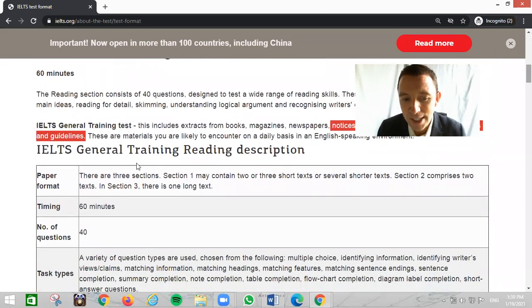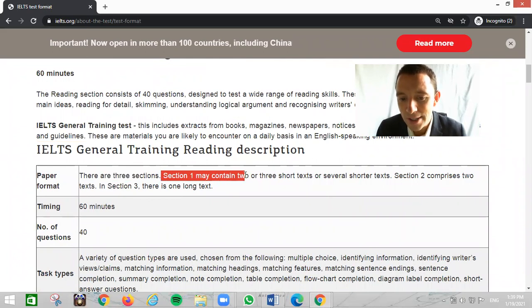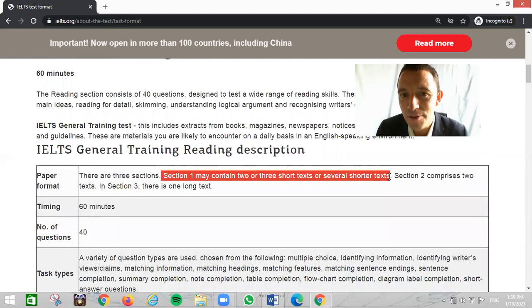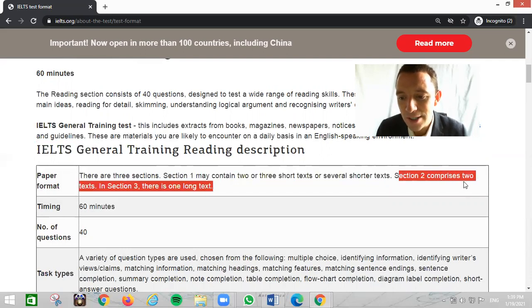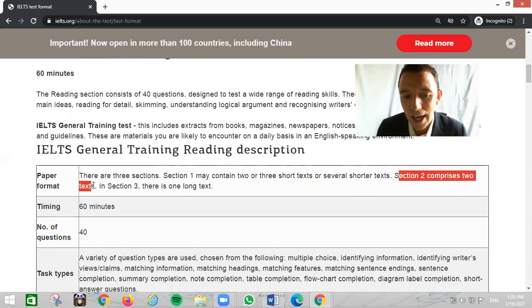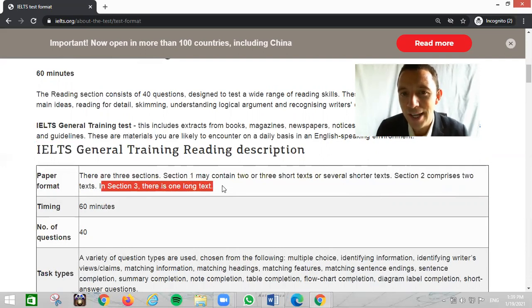So you have 3 sections. Section 1 may contain 2 or 3 short texts or several short texts. So that's different from the academic. So maybe in the general training, you have more texts. Section 2 comprises 2 texts. And in section 3, there is 1 long text. So that's the difference between the academic and the general. In the academic, you have 3 texts. But in the general, you have section 1 with multiple texts. Okay, sorry, section 2 has 2 texts.